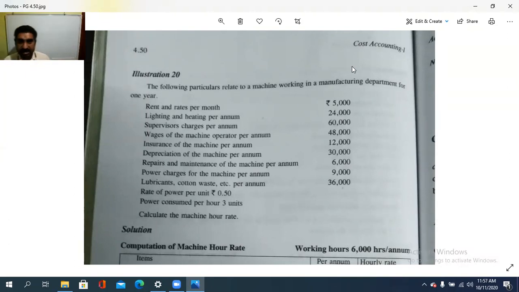See, this is a separate type of problem where rent and rates are given only per month and the rest are all per year. So we need to change the rent and rates into per annum. So we will calculate how it is to be. So computation of the machine hour rate.